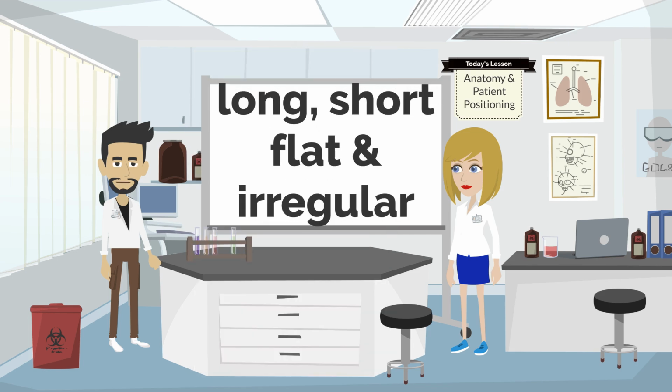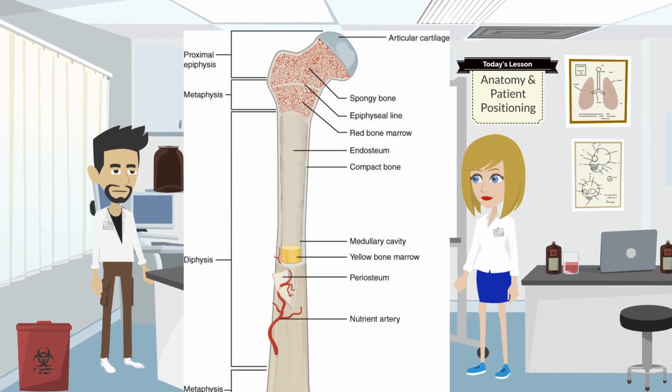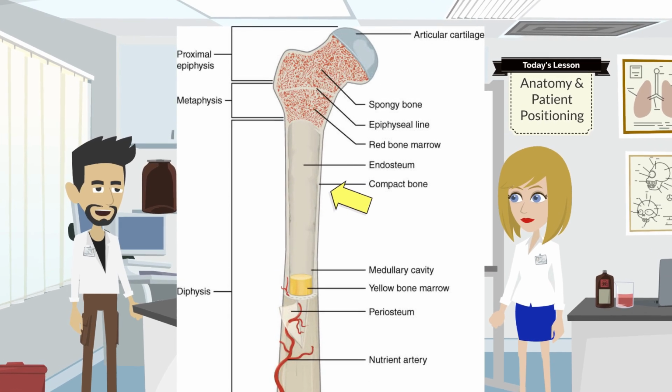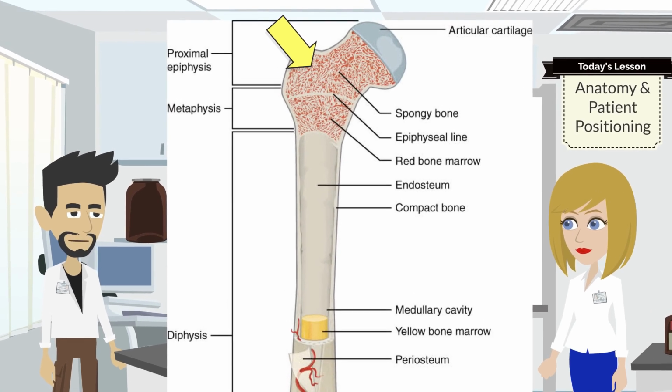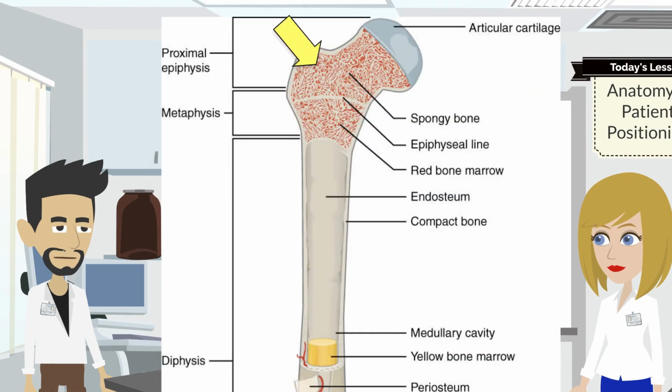The 4 basic types are long, short, flat, and irregular. The outer portion of most bones consists of a hard layer of compacted bone called the cortex. Inside the top layer is bone tissue that looks like a honeycomb structure called the trabecular, which is spongy bone. This spongy inner layer is called the cancellous.